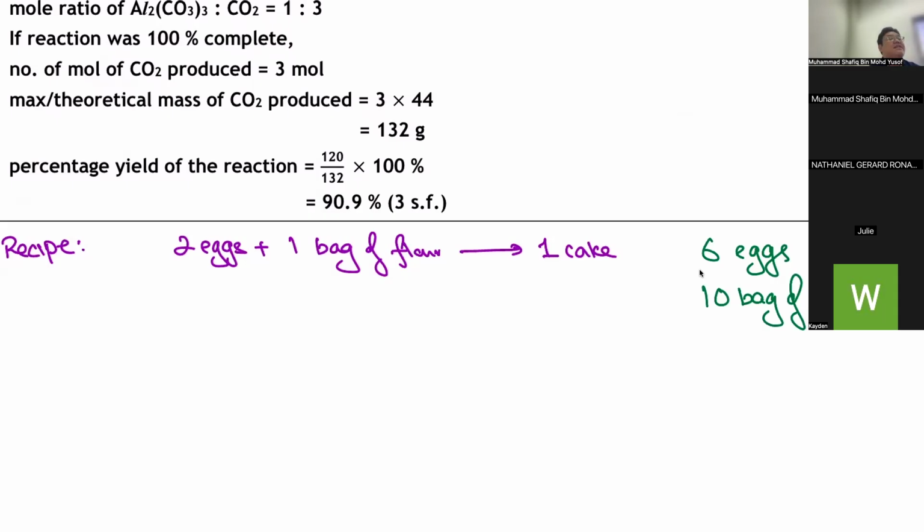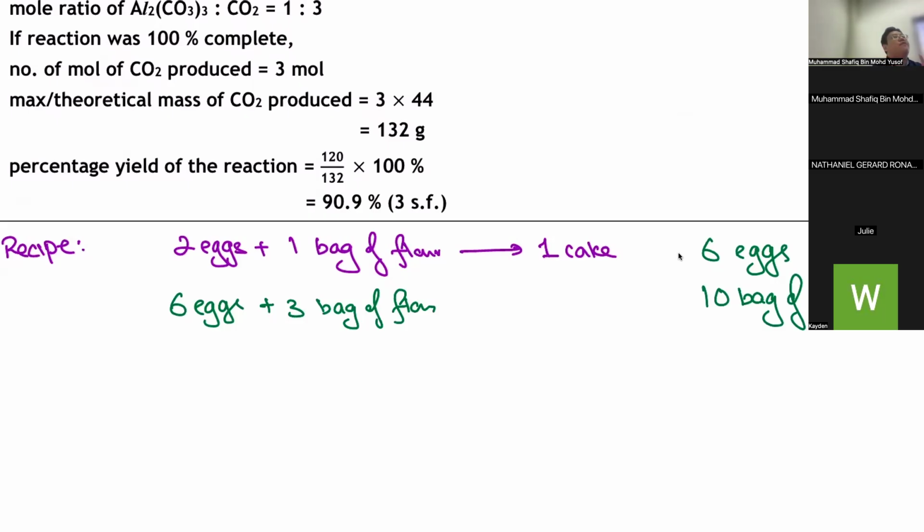Correct. So when you finish your eggs, what do we call this? Limiting or excess? Limiting, actually. Limiting is the one that we will completely use up. Based on the recipe, if I have 6 eggs, how many bags of flour do I end up using at the end of the day? Correct, you will end up using only 3 bags of flour. So your eggs are completely gone. This is what we call the limiting reagent. Your limiting reagent is the one that will be fully used up. But you can see my bags of flour, I use only 3. How many are left over, everyone? 7. So 7, that is what we call excess in this case.